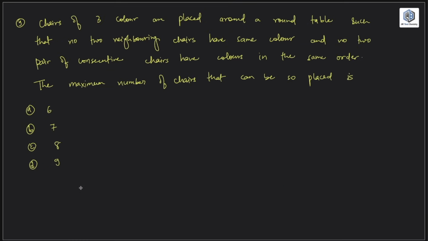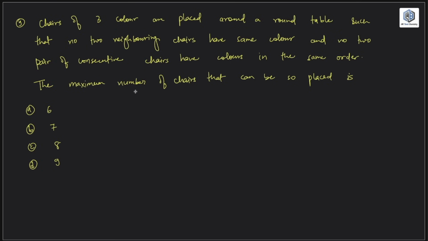Okay, fine, let's try the next question. This was again a good one. Next one, it says that chairs of 3 colors are placed around a round table such that no 2 neighboring chairs have the same color and no 2 pairs of consecutive chairs have colors in the same order. The maximum number of chairs that can be so placed is how much?